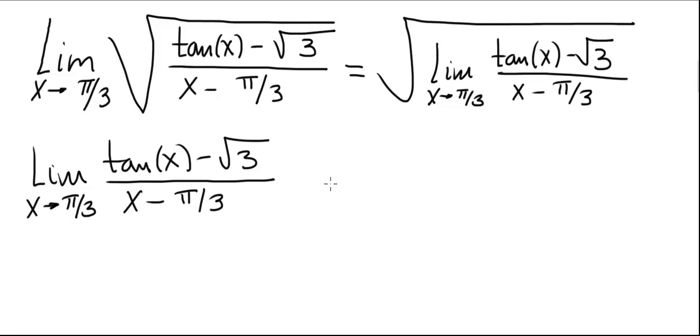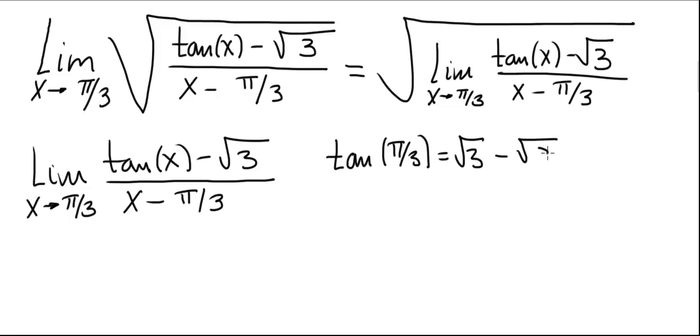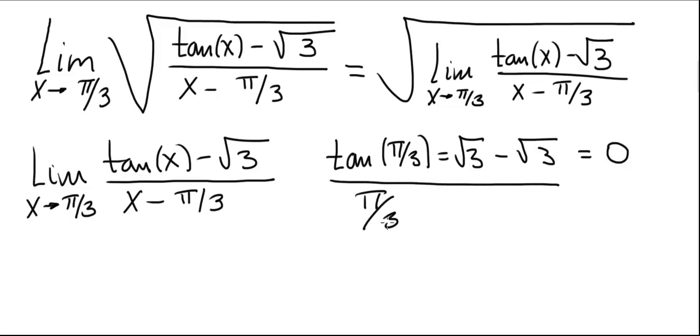As x approaches pi over 3, tangent of x approaches tangent of pi over 3, which is square root of 3, minus the square root of 3 in the numerator. So we have the numerator approaching 0. And clearly the denominator also is approaching 0, which is pi over 3 minus pi over 3. So we have an indeterminate form, a 0 over 0.